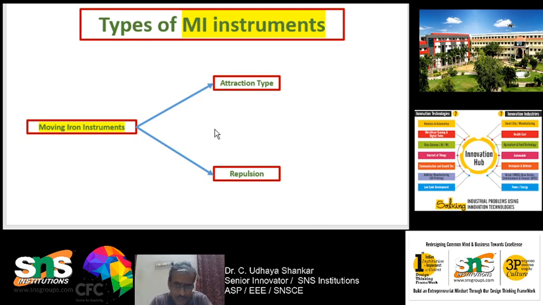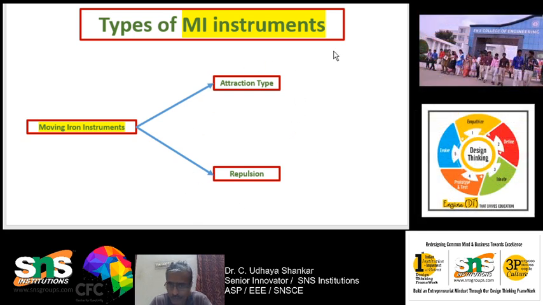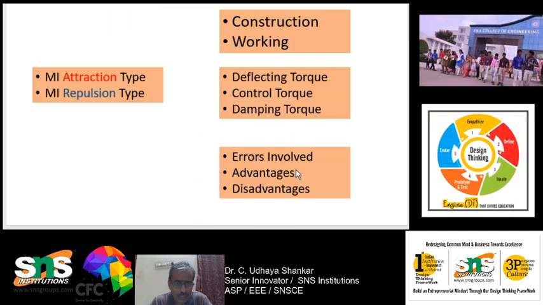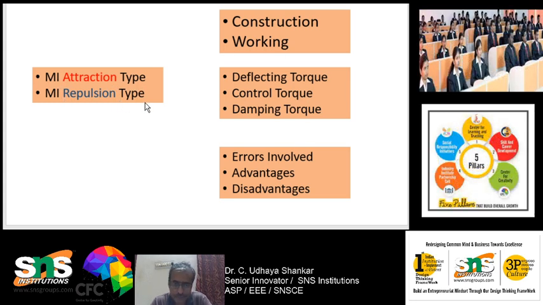First we will discuss the attraction type, then the repulsion type. Both the types we should be clear about. So, I will be discussing both the MI attraction type as well as the MI repulsion type. In the MI attraction type, first I will cover how it is constructed and how it works. Then I will go through the different types.